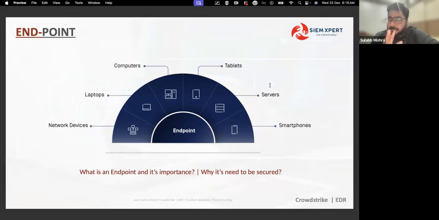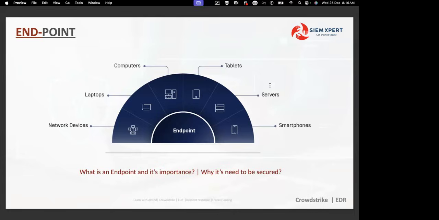Are you all getting my point? So let me quickly repeat this again. An endpoint is a device which can connect to the internet, or which has the ability to connect to the network as well as to the internet, and then has the ability to share the information or accept the information, and also to store the information within itself. Does it make sense? Yes.